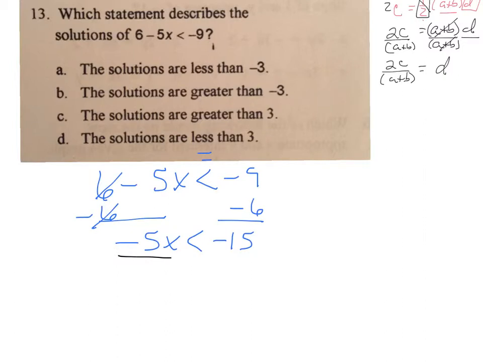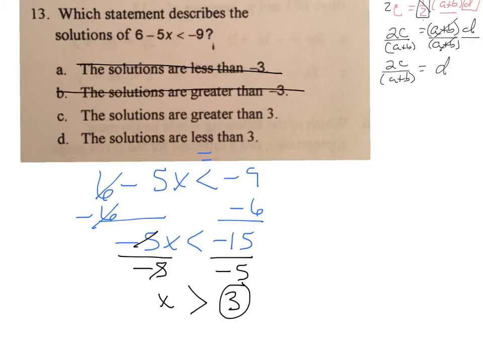I'm then going to divide by negative 5, and the reason why I'm dividing is it's negative 5 times x. And how do you undo a multiplication? You divide. So if I divide by negative 5, remember, when you divide by a negative number, you flip the sign. So negative 15 divided by negative 5 is a positive 3. So I need all the x's that are greater than 3. So if you look here, the solutions are less than negative 3? Nope, that's not the answer. The solutions are greater than negative 3? No, they're greater than positive 3. That's not the answer. The solutions are greater than 3? There's my answer. So the answer choice of number 13 is C.